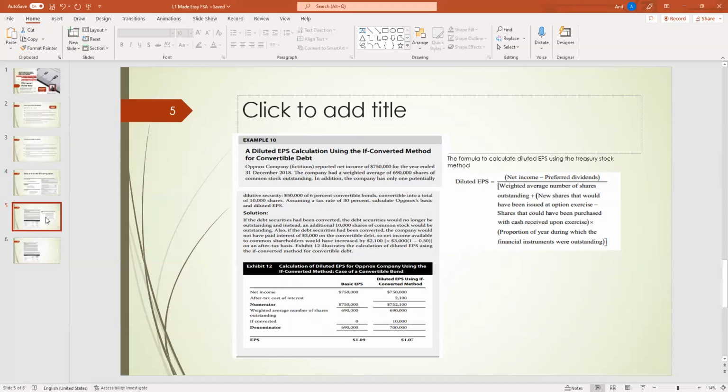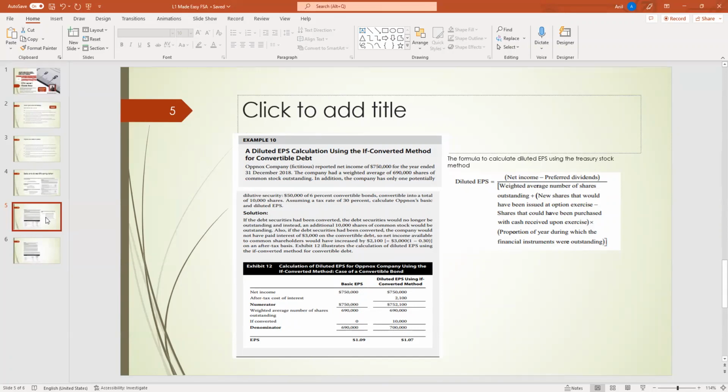Opnox company reported net income of 700,000 for the year ended 31 December 2018. The company had a weighted average number of 690,000 shares of common stock outstanding. In addition, the company has only one potentially dilutive security, $50,000 of 6% convertible bonds, convertible into a total of 10,000 shares. Assuming a tax rate of 30%, calculate Opnox basic and diluted EPS.